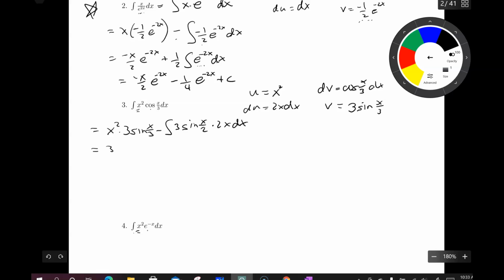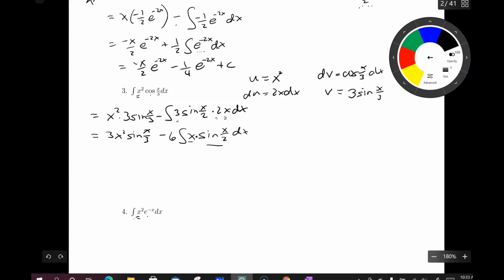Okay, so for sure I want you to spend time cleaning this up. I pull the 3 and the 2 outside to be a 6. And I'm going to always put the x in the front so I can see the x times the trig function. So I cannot take the derivative or antiderivative of these two multiplied together. So I'm going to do parts again.